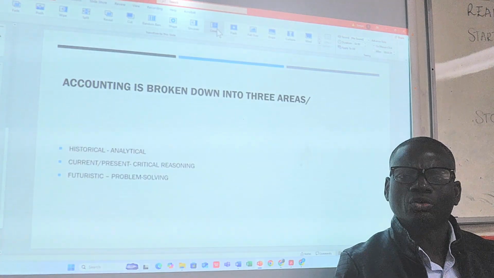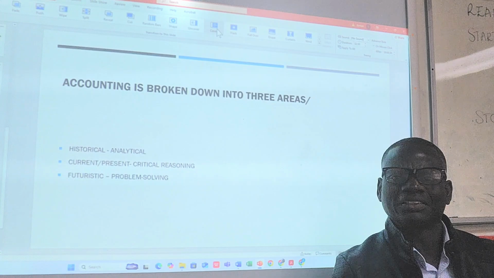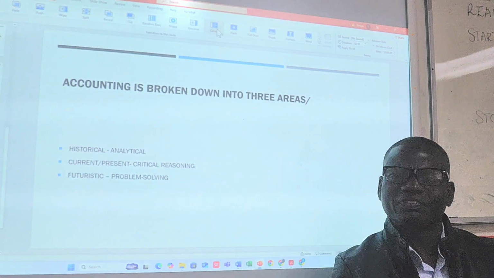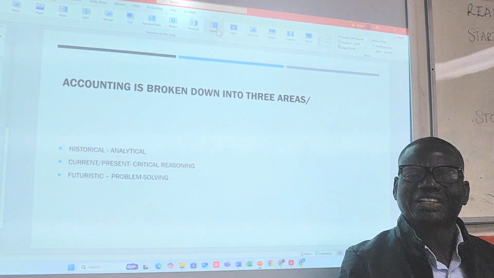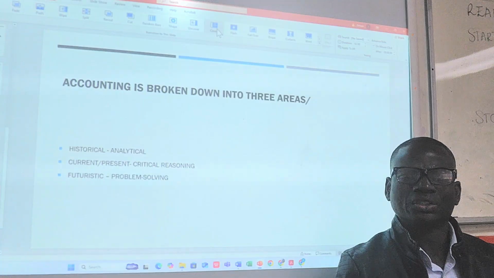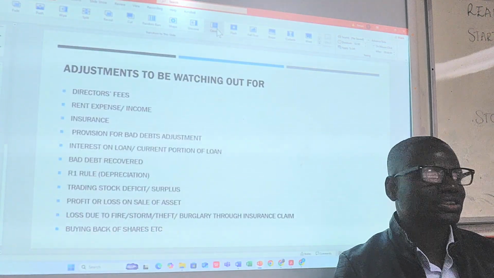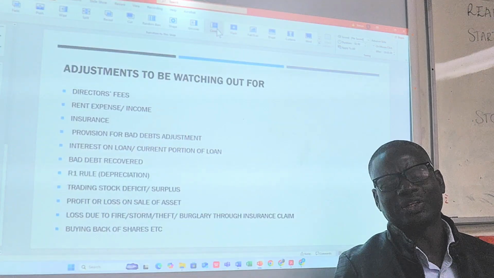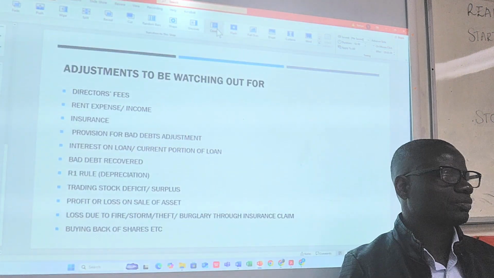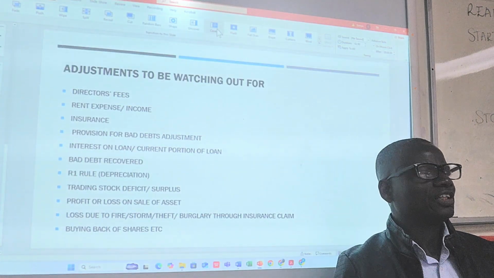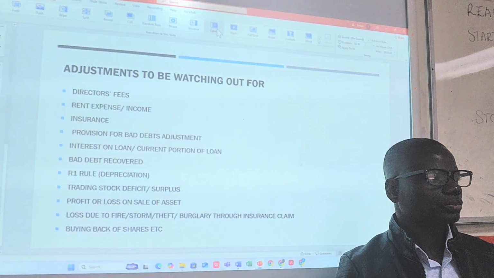Budget: what you have already done, how can you do better? How can you save this? How can you save that? Internal control: the strategy to play, to control. You understand? All those things are very important to know, because accounting is a very unique and balanced subject. Adjustments to be watched out for.